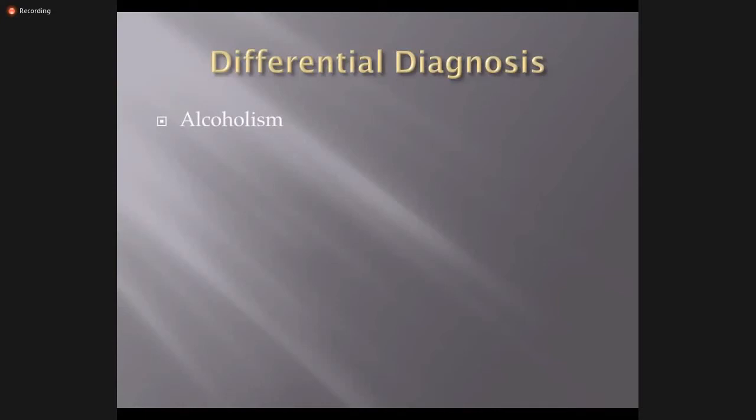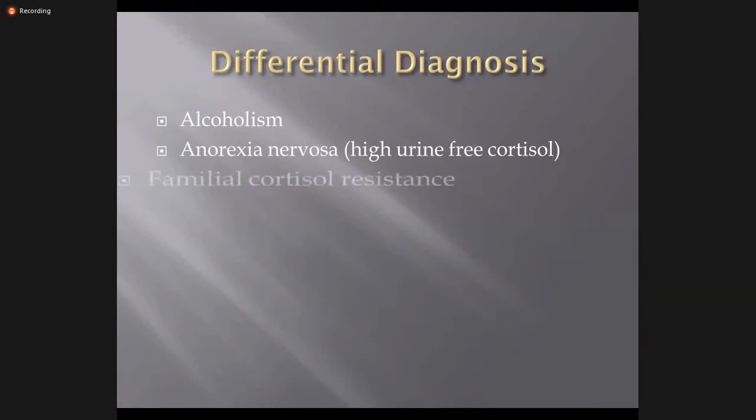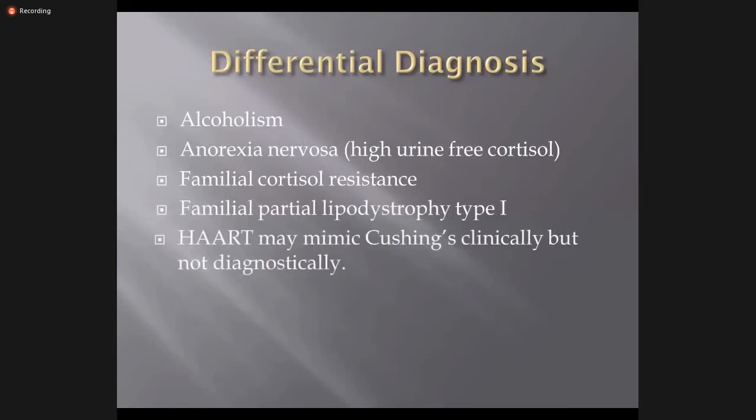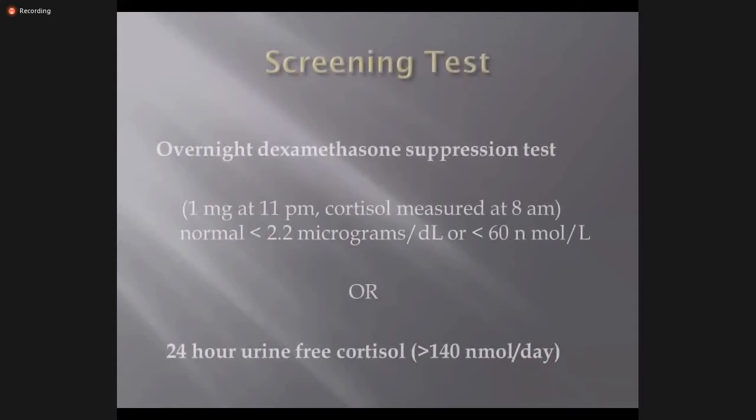So we can differentiate from alcoholism because a few features are similar, like obesity and proximal muscle weakness, and different features. Alcoholism we can differentiate by means of history as well as clinical tests. Then anorexia nervosa can be differentiated by high urinary free cortisol level, and familial cortisol resistance. So these are the three very important differential diagnoses, but these two are rare. I don't want to go into detail of the two rare differentials.